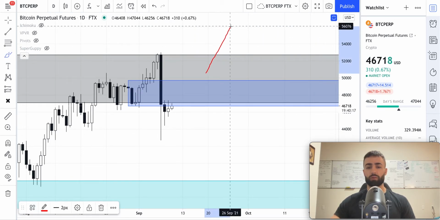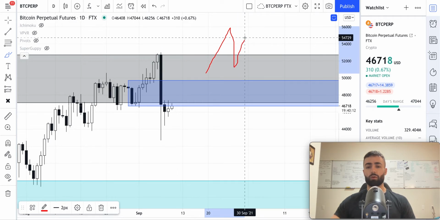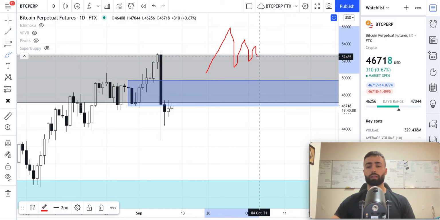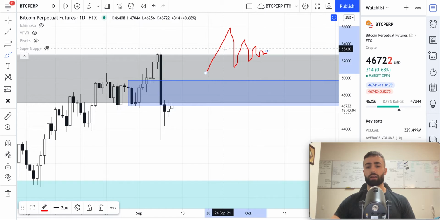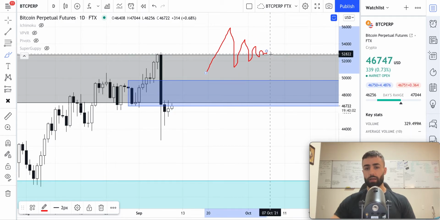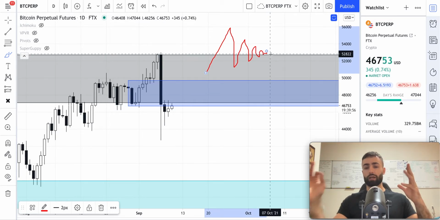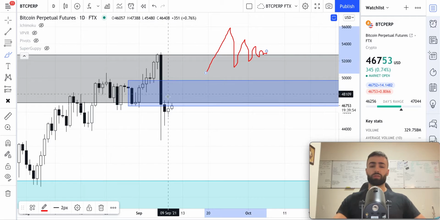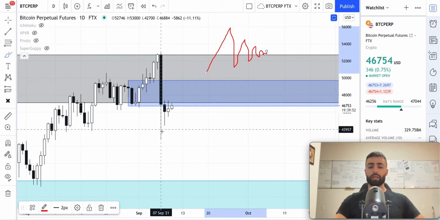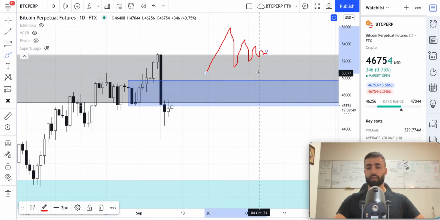So it comes up, it forms a high, comes down, forms a low, comes up again, forms a lower high, higher low, lower high, higher low, and it just keeps doing that until eventually the price gets so tight that it's kind of like it's contracting. Like if you stretch out a rubber band, eventually when you let go of one side, it snaps in one direction. That's kind of like what happens with price action when the price constricts like this.